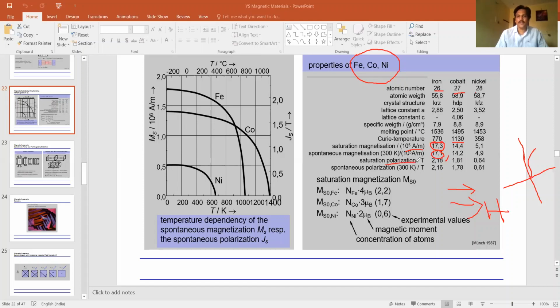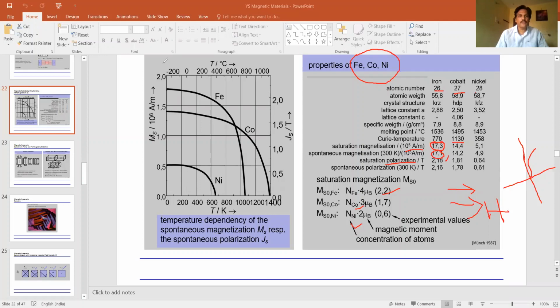Polarization means one-sidedness. Magnetization means reaching the highest value. So it is 2.18. This is for 4 mu b. The magnetic moment for iron is 4 mu b. Cobalt is 3 mu b. Nickel is 2 mu b.